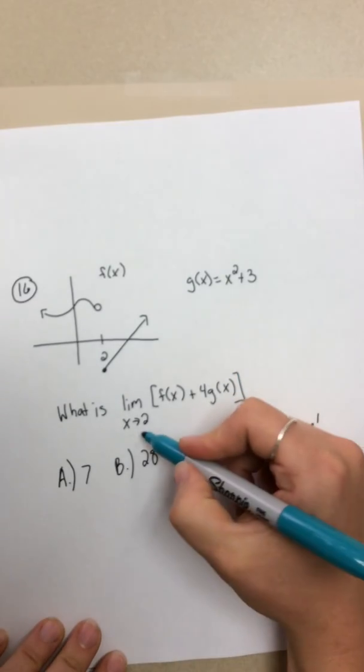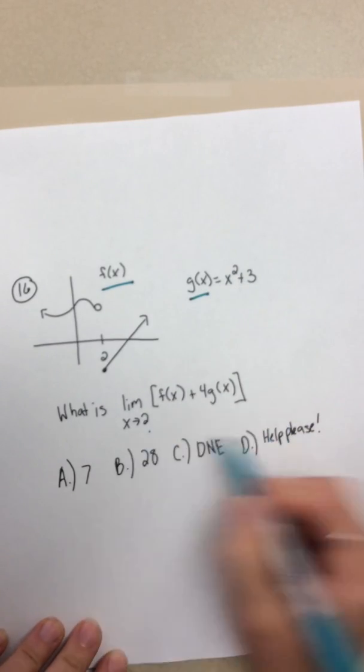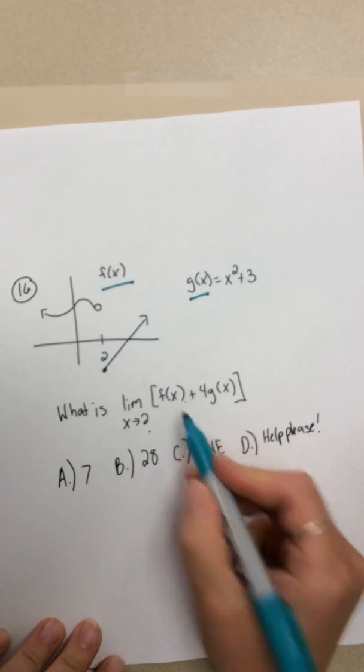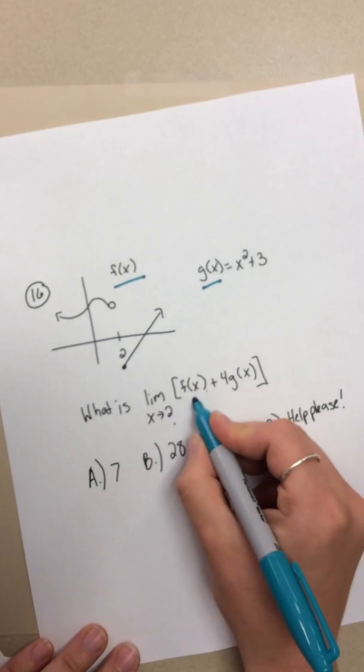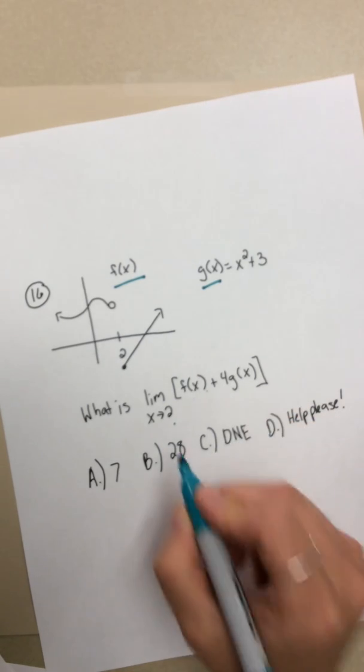Okay, this one, the limit as x approaches 2. Here's f of x, here's g of x. You're using both of them. Limit as x approaches 2 of f of x. I'm going to do that one first. Because I can separate this and say the limit as x approaches 2 of f of x and the limit as x approaches 2 of 4 g of x.